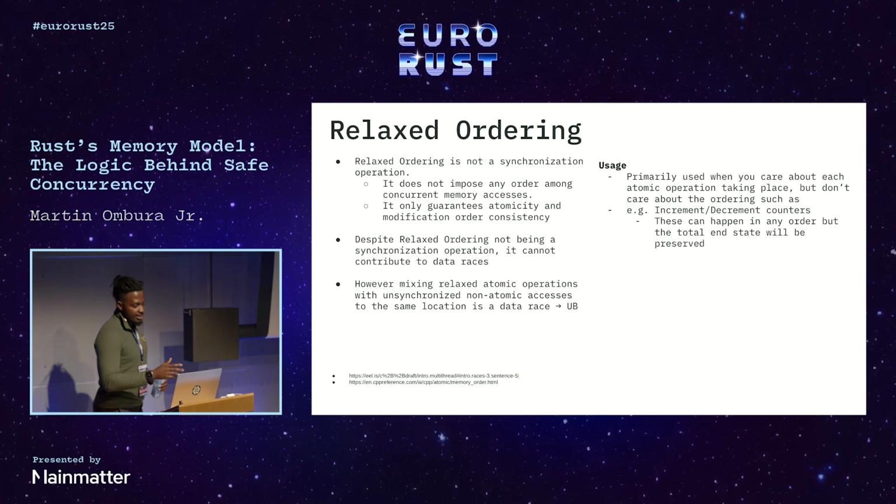However, mixing relaxed atomic operations with unsynchronized non-atomic accesses can lead to data races. So if I have atomic stores going to a particular atomic, and I choose at some point to get a raw pointer to this and mutate it, that's UB, automatically. That goes without saying.